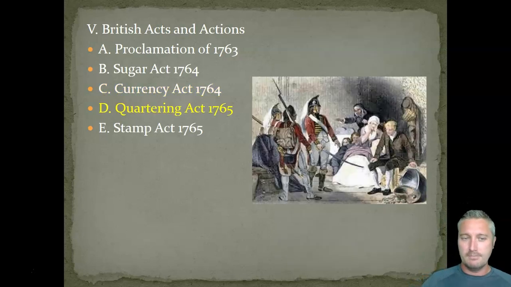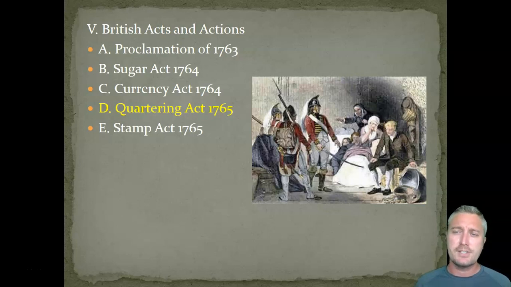Moving on, letter D, the Quartering Act of 1765. We are probably all familiar with the Bill of Rights, which of course will come much later. That states about housing soldiers and prohibits that from happening under the Constitution. Well, this is where it kind of gets its birth.